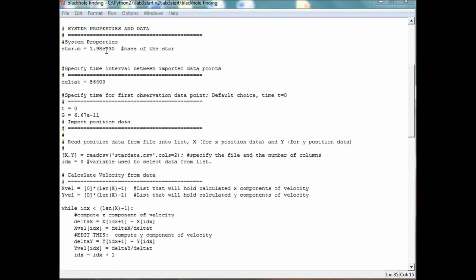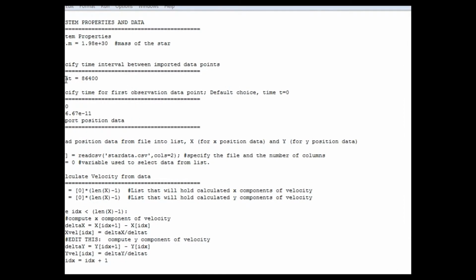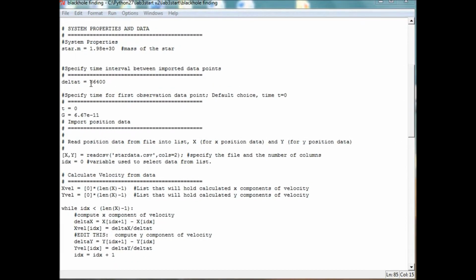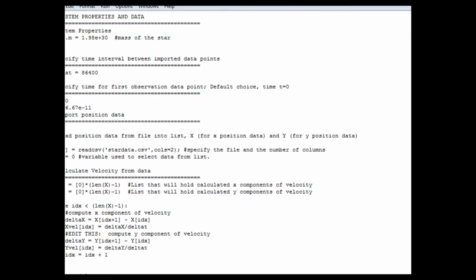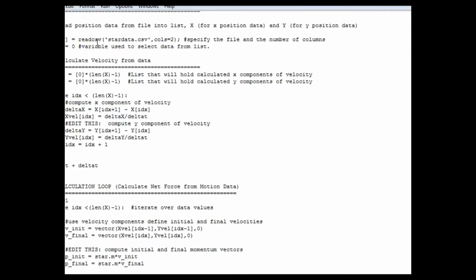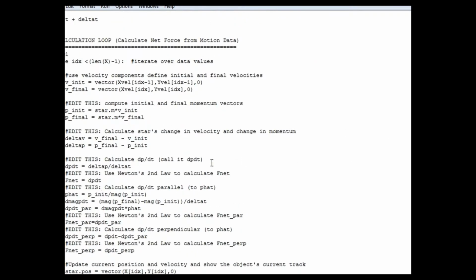The mass of the star is here. The period of change in time is here, which is 86,400 seconds, or 1 day. The start time is 0. Here's the gravitational constant. And if we go down, the x and y positions and the x and y velocities are all determined from the stardata.csv spreadsheet. And these velocities are expressed as vectors here.